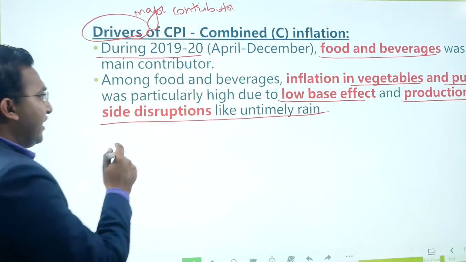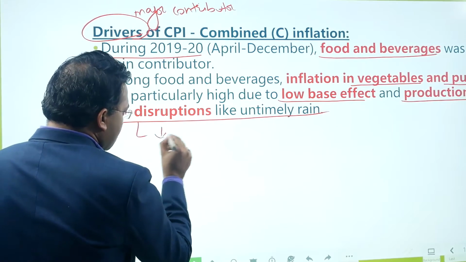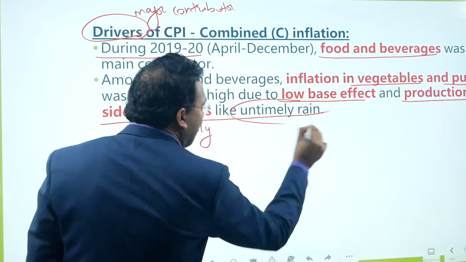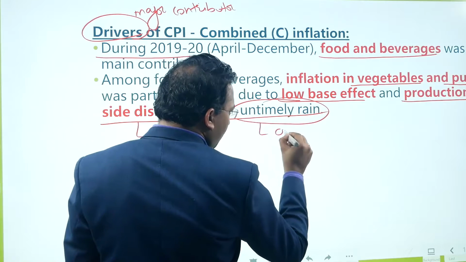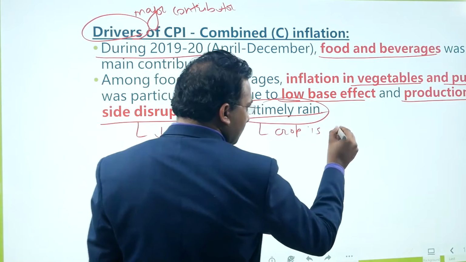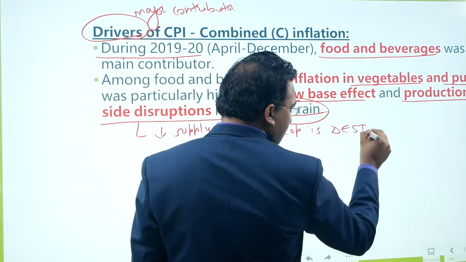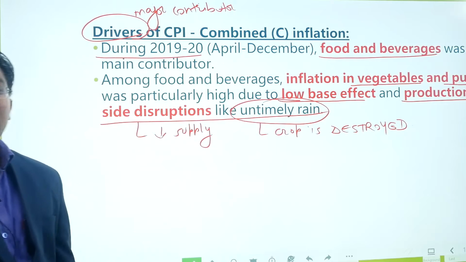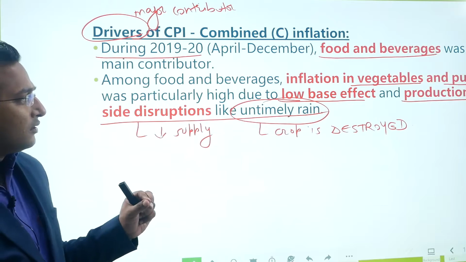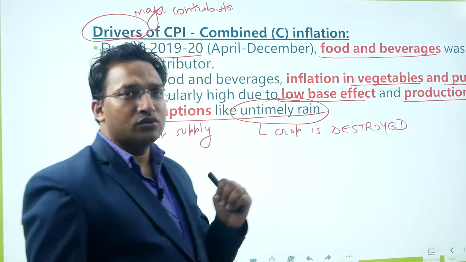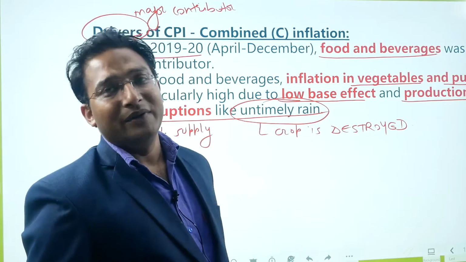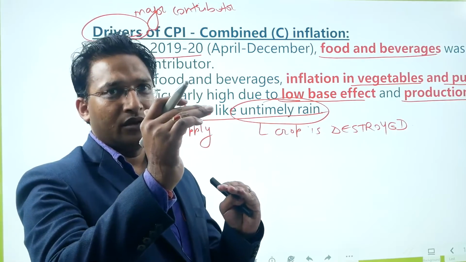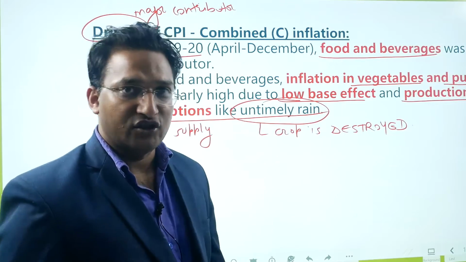So these production side disruptions reduce the supply. For example, because of untimely rain, when the crop is destroyed, then the supply comes down and demand does not come down immediately. So demand remains high but supply comes down, ultimately leading to inflation.